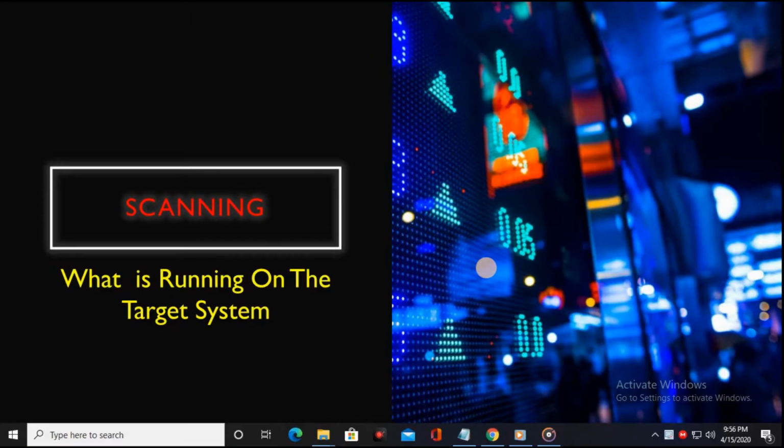So what is scanning? Guys, you should know scanning is the second step of hacking after footprinting. An attacker wants to know more information about the target system, and they gather more information about the target system by using the scanning step. Let's try to understand.